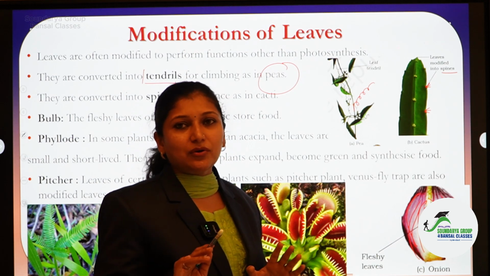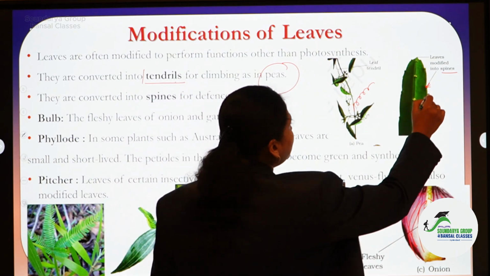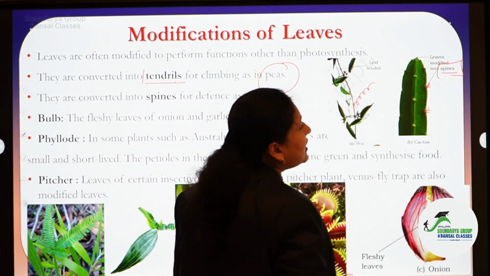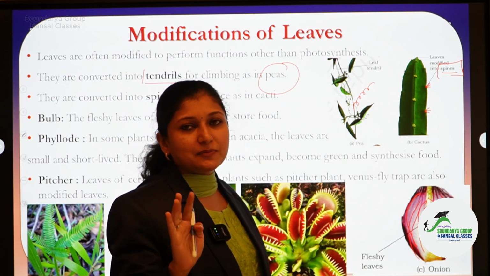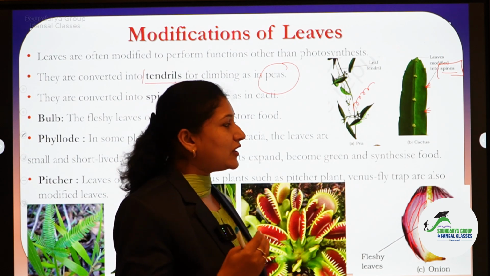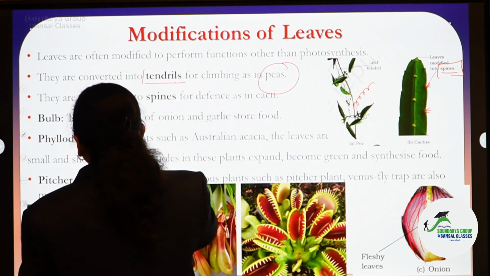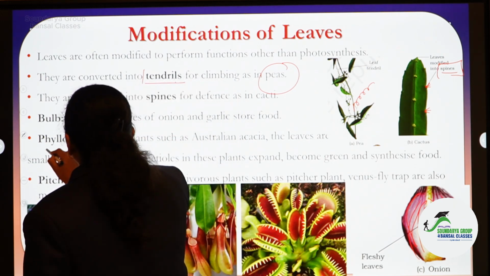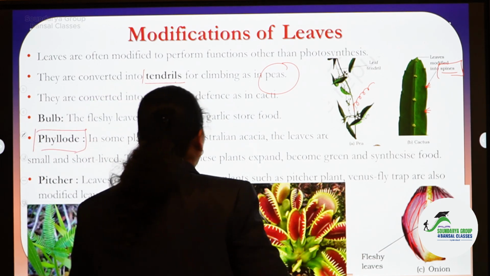So that's why only leaves are modified to form spines. Spines give two functions: reducing the rate of transpiration as well as protection. Then the next one is phyllodes. This is very important from the NEET point of view.